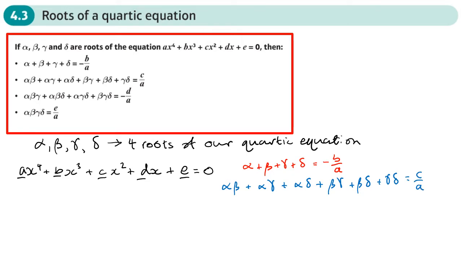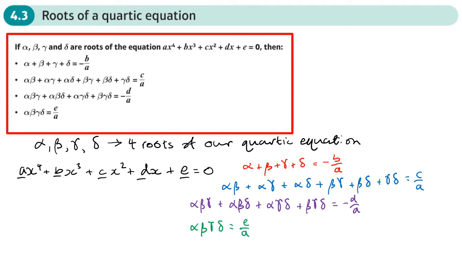So now we've got these product triplets. In other words, when you multiply three of the roots together, and there are actually four different combinations: alpha, beta, gamma, alpha, beta, delta, alpha, gamma, delta, and then beta, gamma, delta, and that's always equal to negative d over a. And lastly, we have the product of all of the roots, alpha, beta, gamma, delta, is e over a.